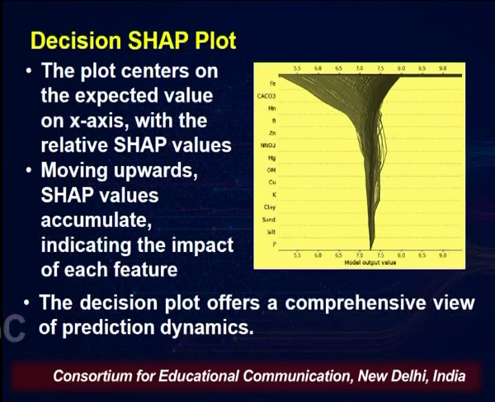Even if the graph looks messy with multiple lines in the same plot, at least you can have an overview of the trend of the different features, whether they are pushing towards the negative axis or the positive axis. So whether you are getting a lower prediction or a higher prediction, this conclusion can be drawn from the decision SHAP plots.